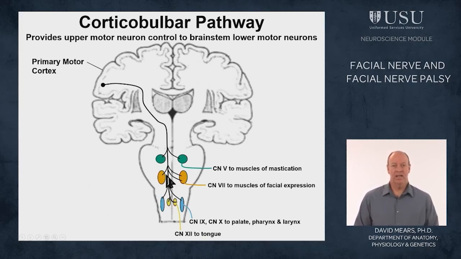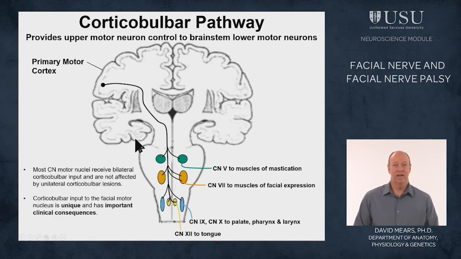Now notice a key difference here between the corticobulbar pathway and the corticospinal pathway is that the corticobulbar fibers innervate most of the cranial nerve motor nuclei bilaterally. So these lower motor neurons are receiving controlling inputs from both sides of the brain. And that's very important because it means that if we get a lesion of the corticobulbar pathway on one side, most of the cranial nerve motor functions are not going to be affected because they get inputs from the other side of the brain as well.